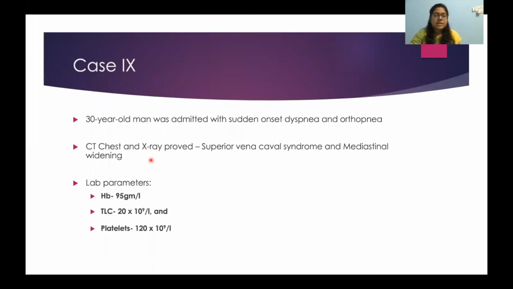Coming to the next case, you have a 30-year-old man who was admitted with sudden onset of dyspnea and orthopnea. You asked for a chest CT and an X-ray. The patient was proven to be having a superior vena cava syndrome and there was mediastinal widening. You do the lab parameters. Hemoglobin was low, 95 gram per liter. Total count was a bit raised. It was 20,000.